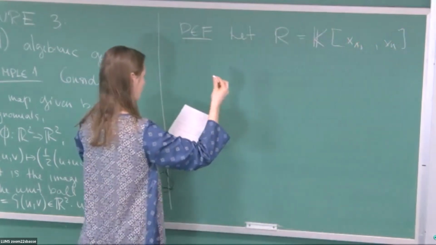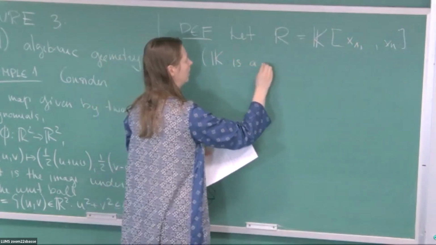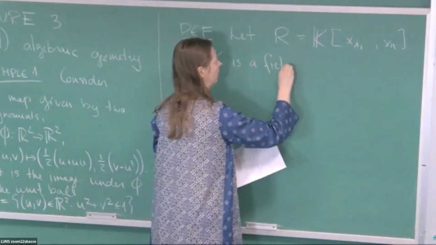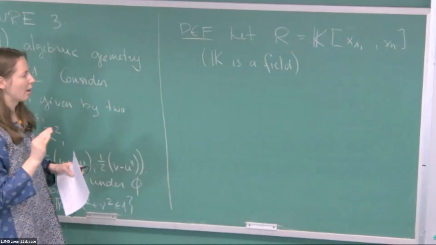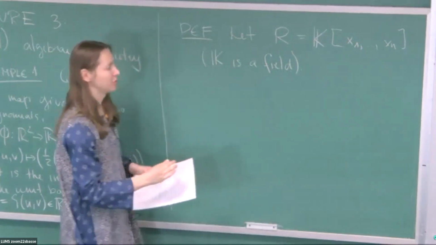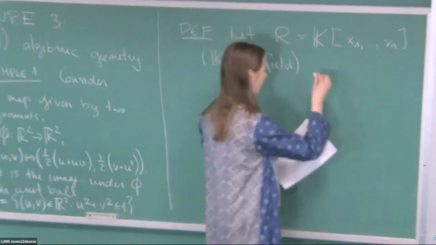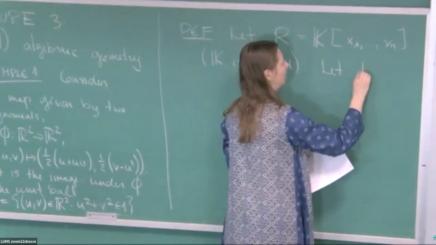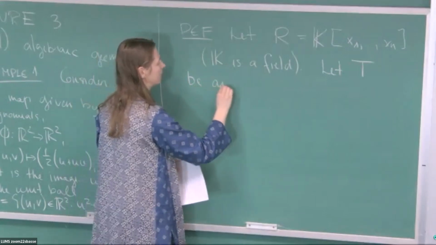So let R be the polynomial ring, K is a field, and it will be Q, R, or C. And actually, tomorrow it will be only the field of real numbers. Okay, so let T be any set of polynomials in R.